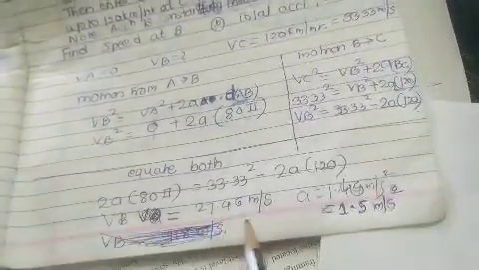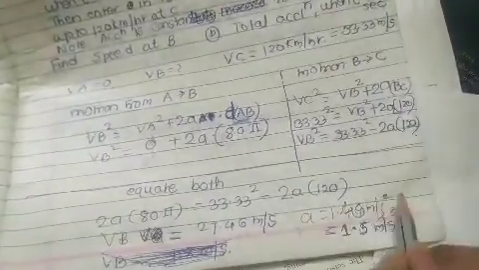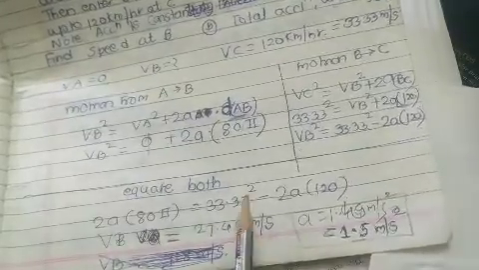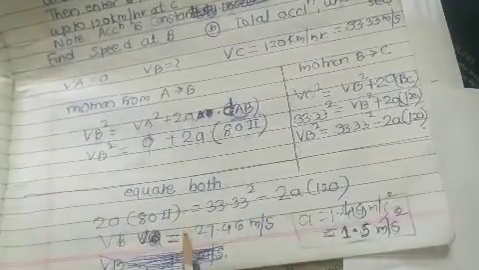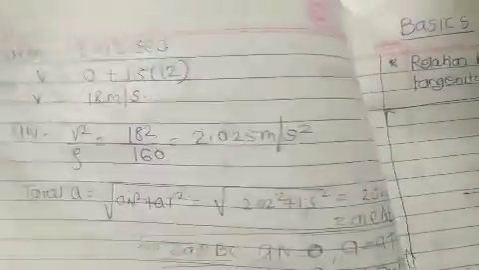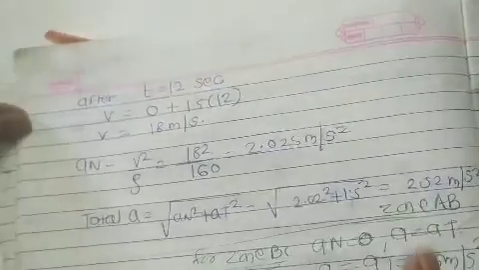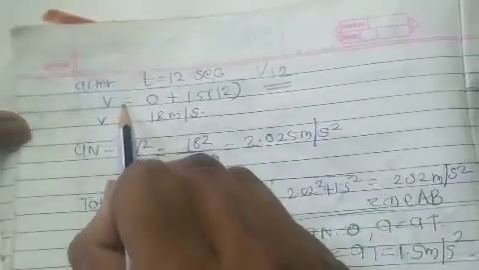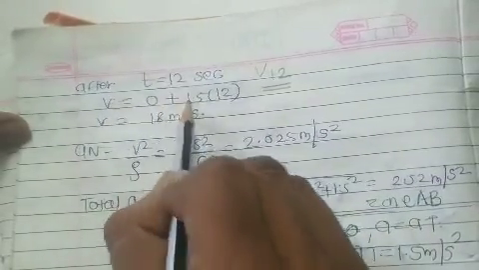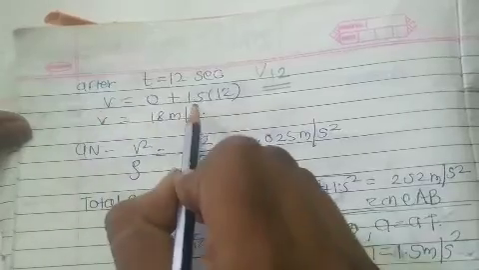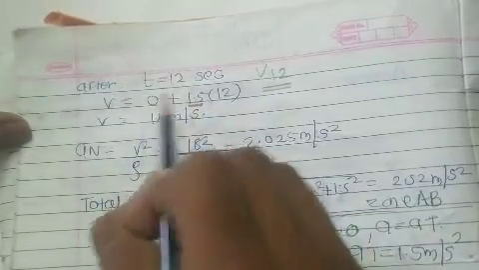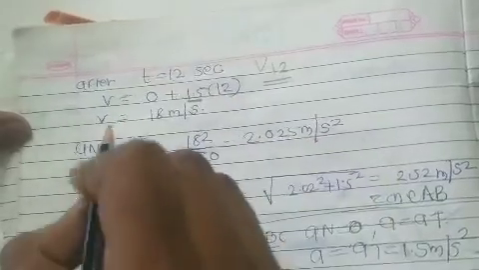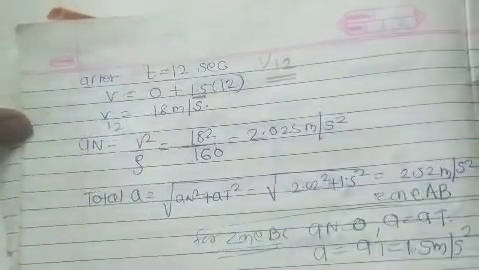Equating both, we'll solve this. We get a is equal to 1.5 meter per second square and vb is equal to 27.46 meter per second, which was asked. Now they want the acceleration at 12 seconds. For that, we need to find the velocity at 12 seconds, using v is equal to u plus a into t. The acceleration we found is 1.5, the initial velocity is 0, and the time is 12 seconds, so the velocity at 12 seconds is equal to 18 meter per second.